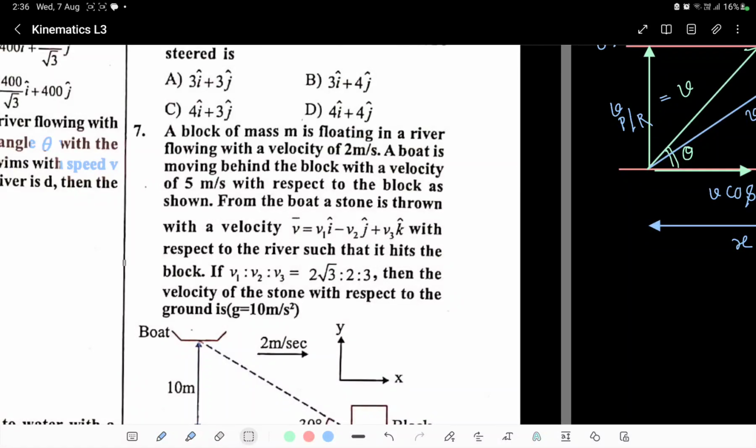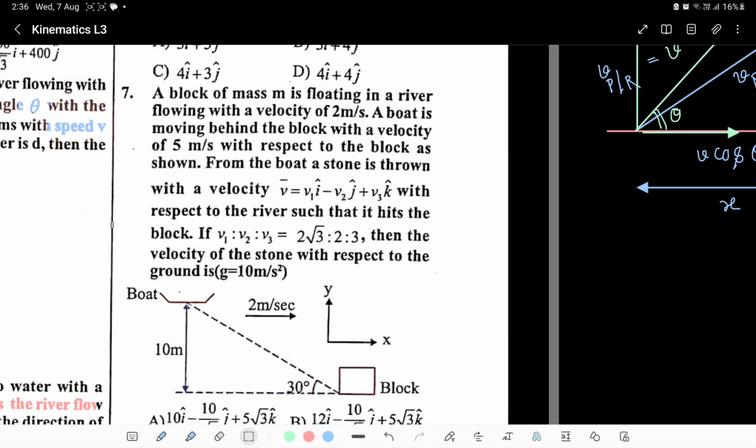Question number 7. A block of mass m is floating in a river flowing with a velocity of 2 meters per second. A boat is moving behind the block with a velocity of 5 meters per second with respect to the block, as shown. From the boat, a stone is thrown with a velocity of v bar equal to v1 i cap minus v2 j cap plus v3 k cap with respect to the river, such that it hits the block. If v1 is to v2 is to v3 equals 2 root 3 is to 2 is to 3, then find the velocity of the stone with respect to the ground.